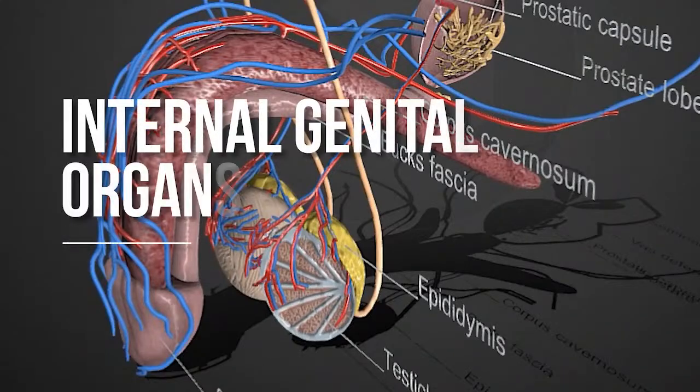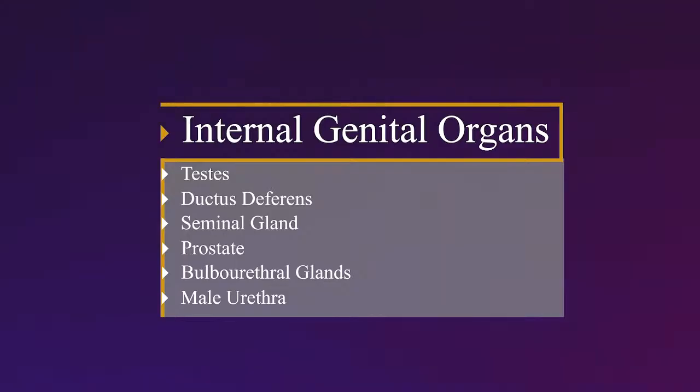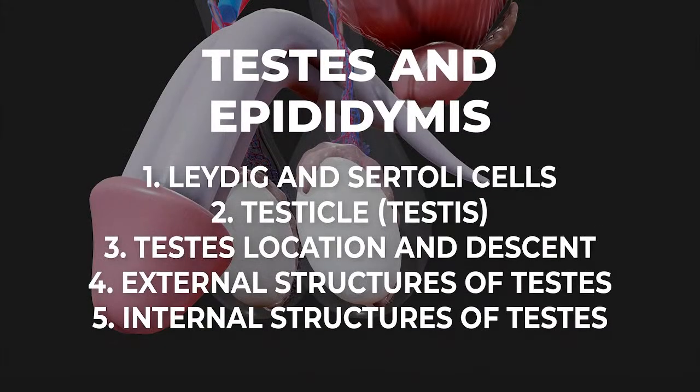Internal genital organs. Internal organs consist of testes, ductus deferens, seminal gland, prostate, bulbourethral glands, and male urethra. Testes and epididymis. Here is a detailed explanation of testes, Leydig and Sertoli cells.